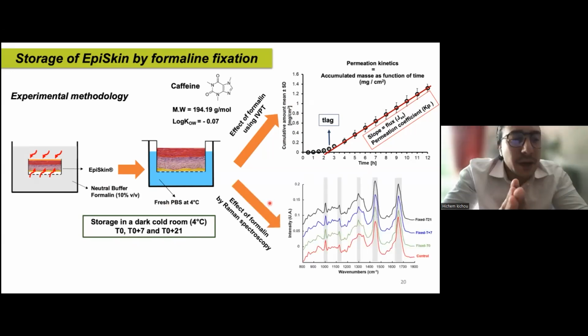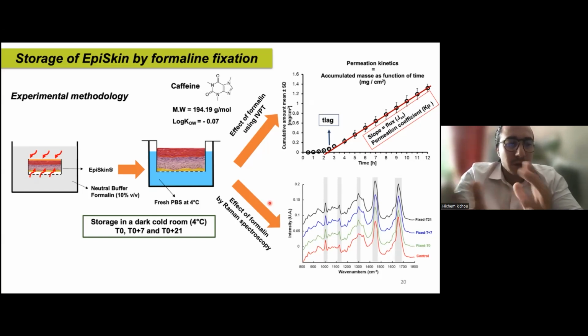Secondly, to evaluate the impact of this process, we used Raman spectroscopy on the fresh and fixed tissues. The methodology was that additional EpiSkin samples not exposed to caffeine were prepared under the same conditions at T0 up to T0 plus 21 days with a control. These samples were removed from the cold room and stored at -20 before being sliced using cryomicrotomy. And then spectra were recorded on both fresh and fixed samples.